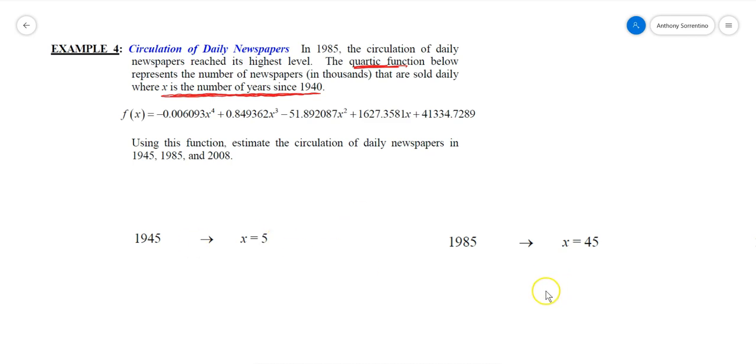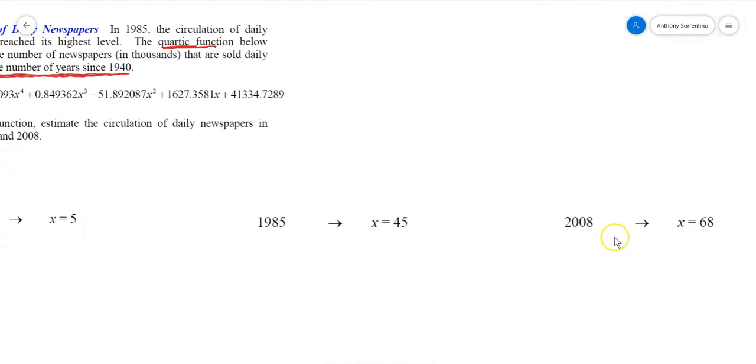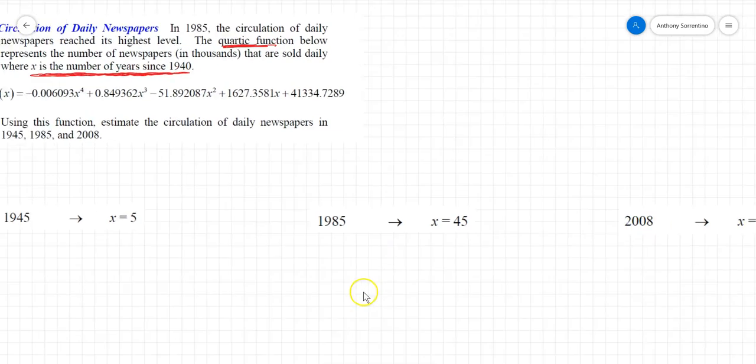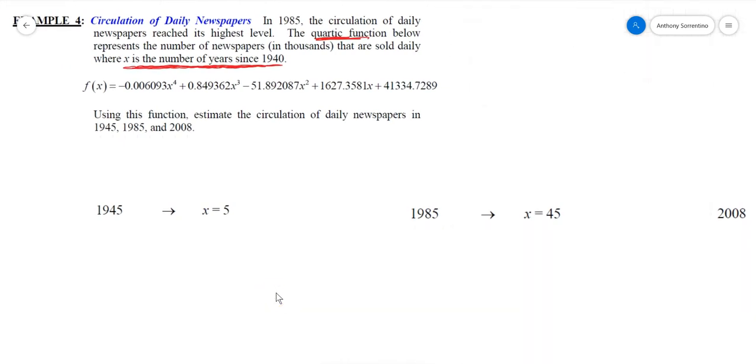What 1985 equates to, which is X equals 45. And you're also given the fact, and this won't necessarily be the case in your problems you may be given on a test or a quiz, 2008 correlates with X equaling 68. You use this to estimate the circulation of the daily newspapers in those years. So I want you to take a moment and make your calculations. Try to round to the nearest thousand for our cases, so that when you answer them, I can have a consistent answer as far as what the right answer is. And then we'll go through these.